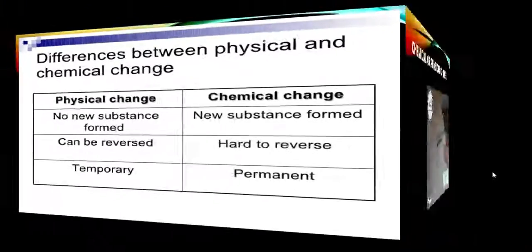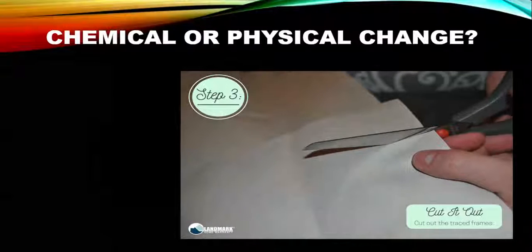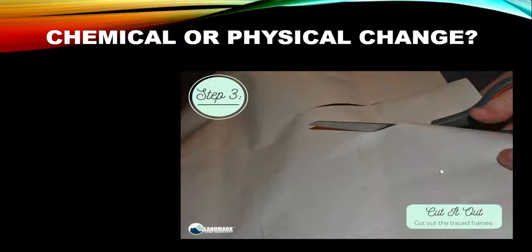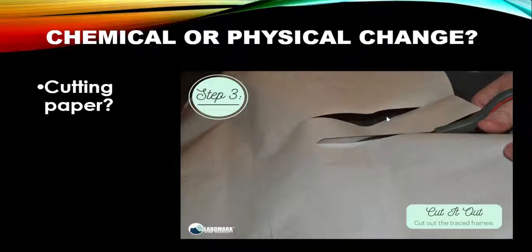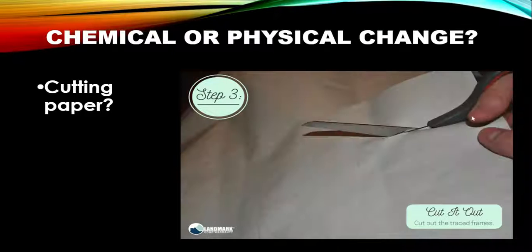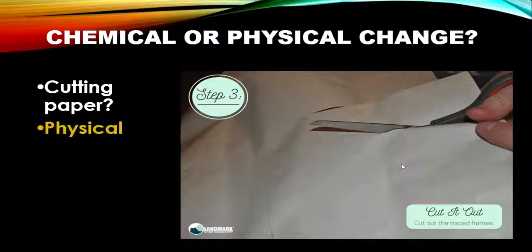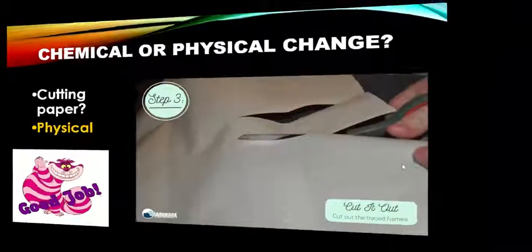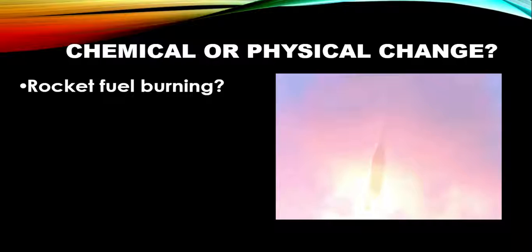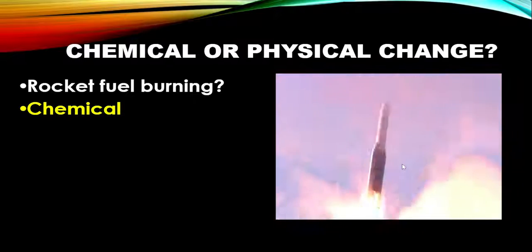Children, here are few examples, and now you have to tell whether it is a physical or a chemical change. Cutting paper. You have to tell me whether it is a physical or chemical change. Yes, it is a physical change. Good job, children. Rocket fuel burning. You are correct, children. It is a chemical change. Well done, children.